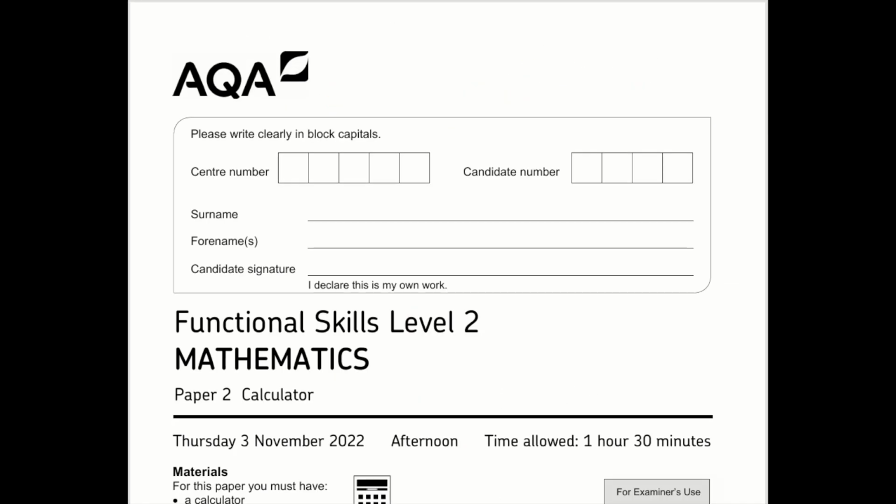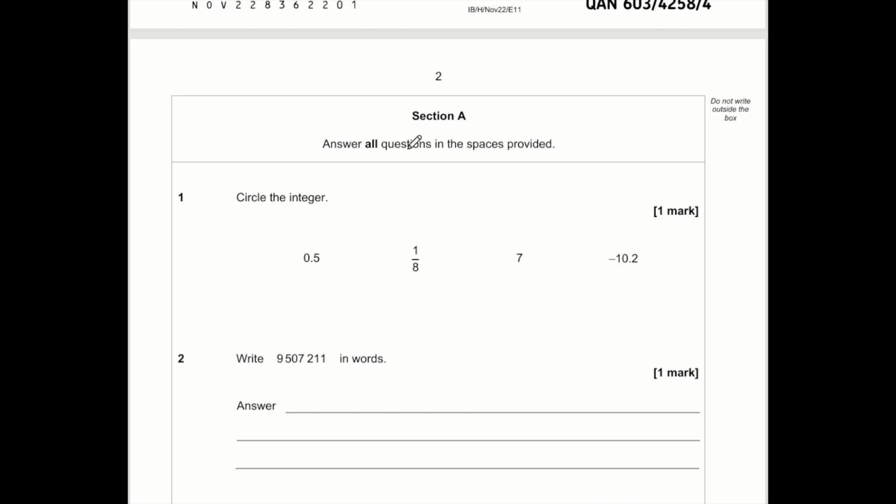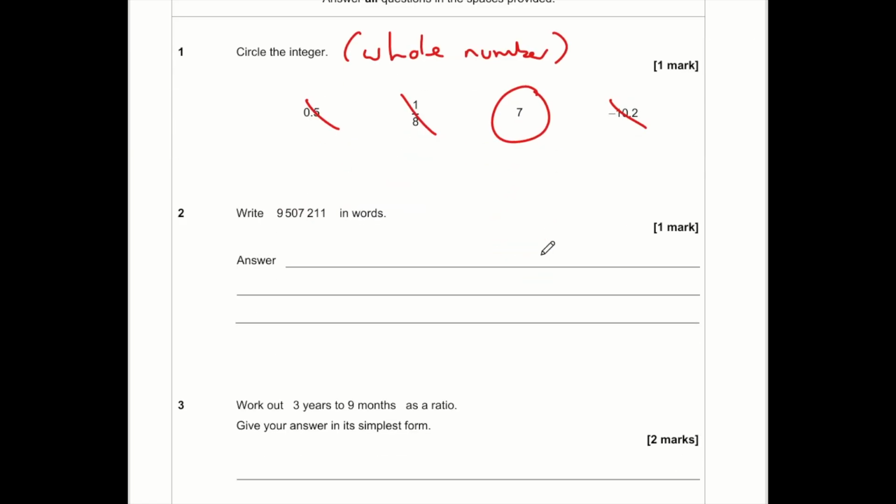This is paper 2 from November 2022, and this is the calculator section. So question number 1, circle the integer. Well, you just need to remember that an integer is a whole number. So the first number is a decimal, the second is a fraction, the fourth is a decimal as well, so 7 is the only integer.